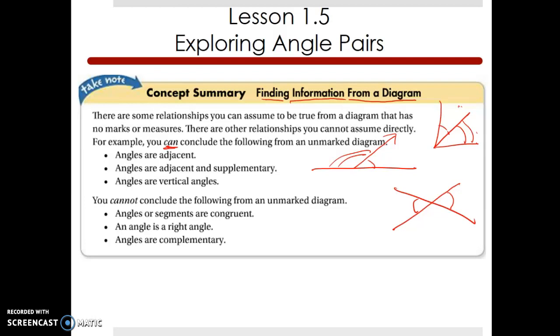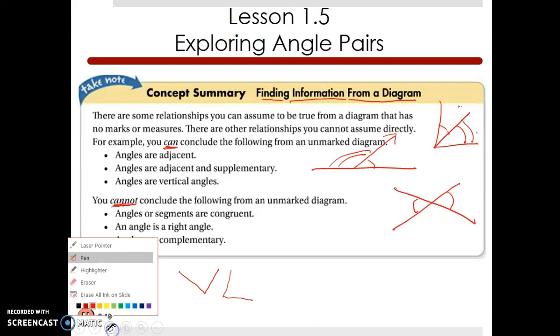Things that you cannot conclude. So again, for these things, you do need markings. If you do not have markings for this, you cannot tell me that they are going to be correct. So for example, angles or segments are congruent. If I say this angle and this angle look about the same, I cannot tell that they're the same. You need to have markings for that.